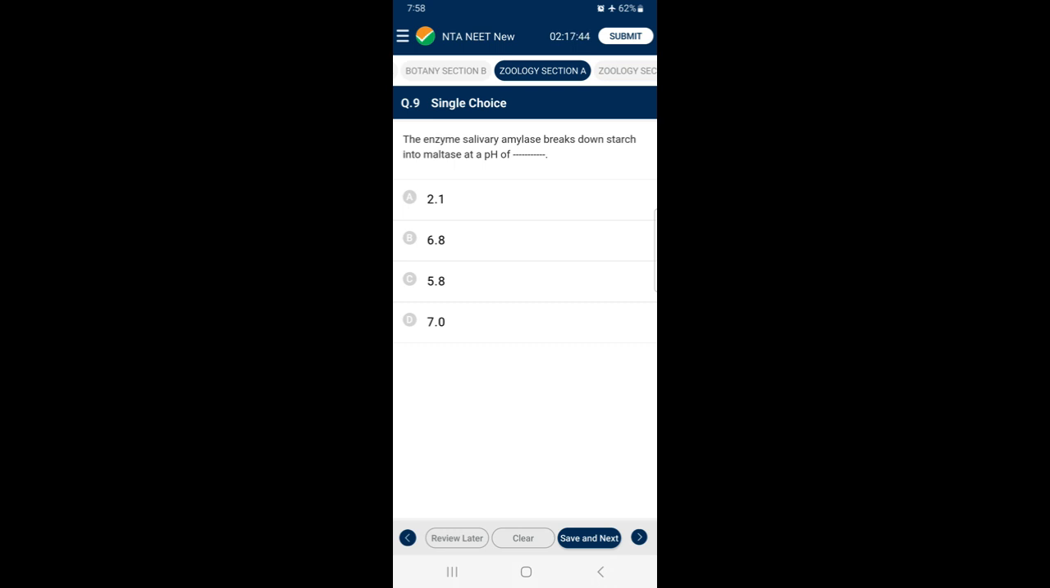Question number 9. The enzyme salivary amylase breaks down starch into maltose at pH of. Saliva secreted into the oral cavity contains electrolytes and enzymes such as salivary amylase and lysozyme. The chemical process of digestion is initiated in the oral cavity by the hydrolytic action of the carbohydrate splitting enzyme. By the salivary amylase, approximately 30% of starch is hydrolyzed here. So the answer for this question is option B, 6.8.